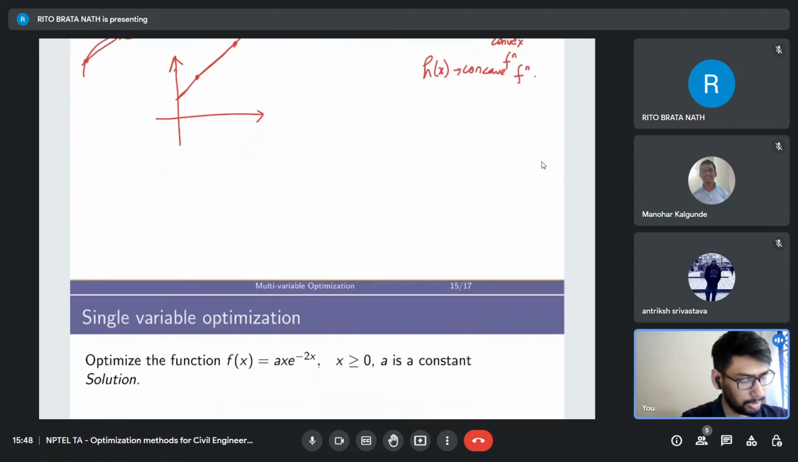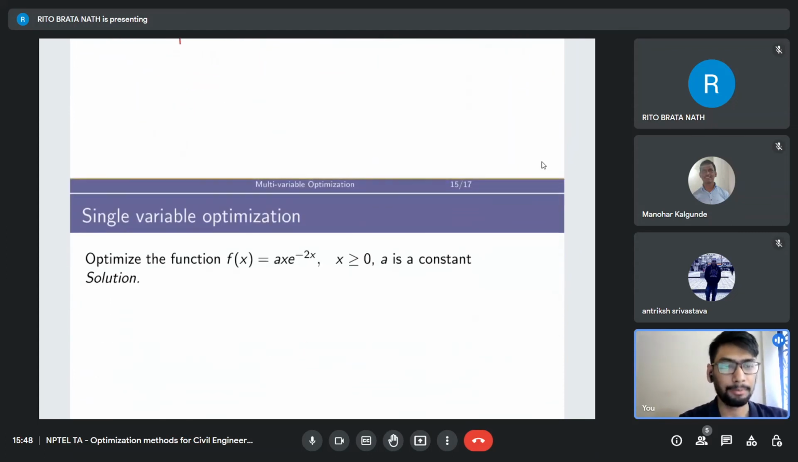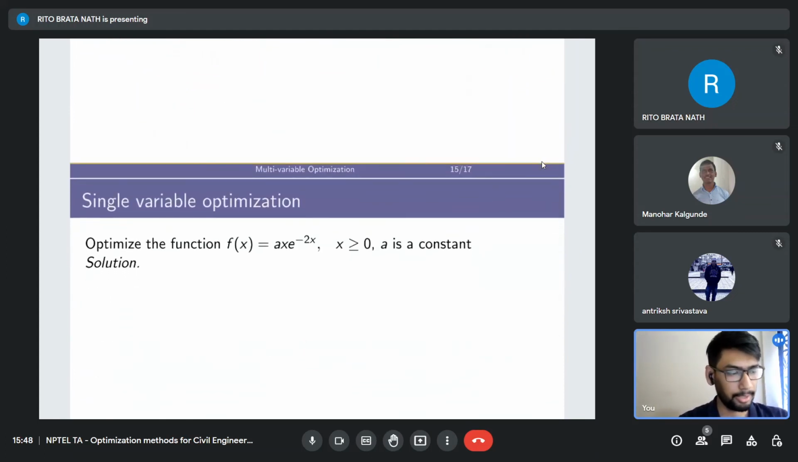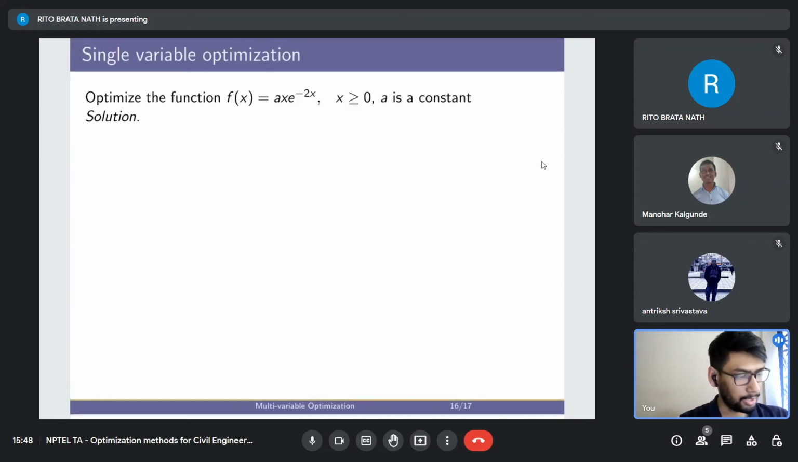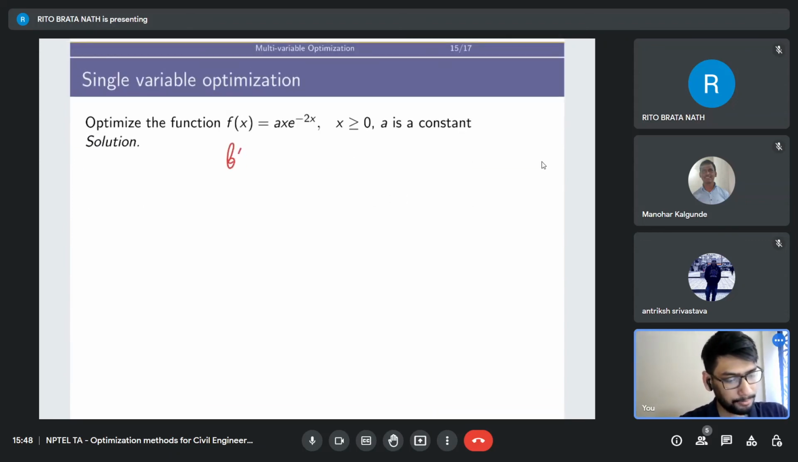Okay, so you might get some single variable optimization problem in your assignment this week as well. So you have to be careful to solve such problems. Suppose I have this problem, f(x). Let me see how much time I have. Okay, 8 minutes I have.